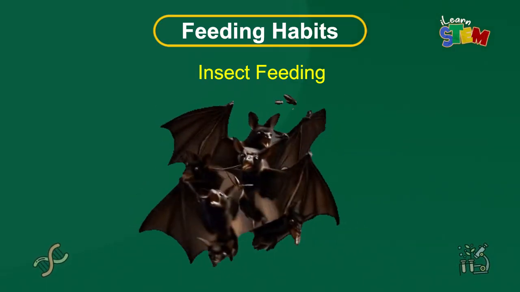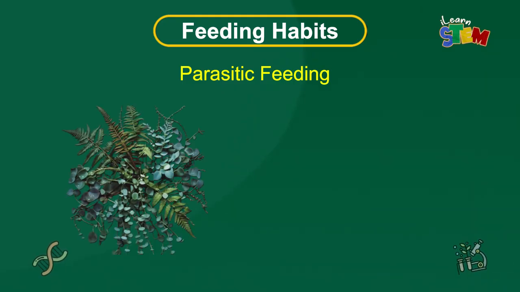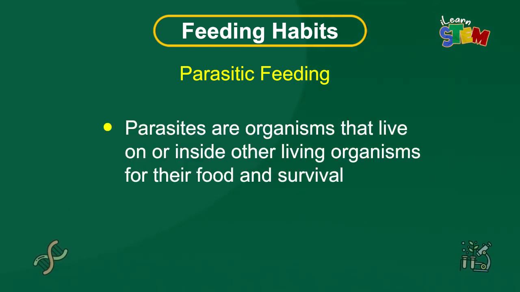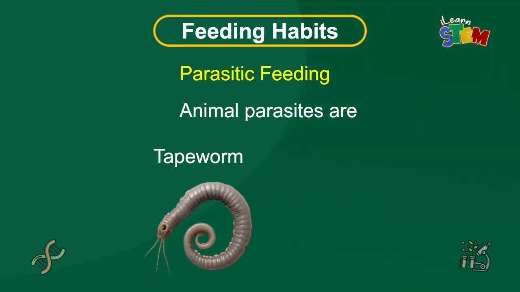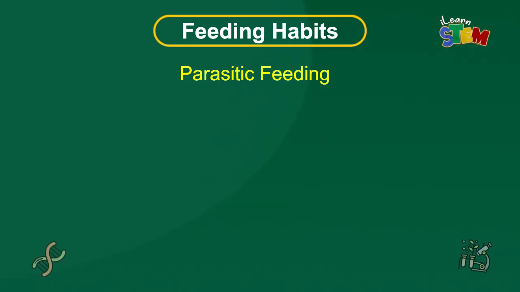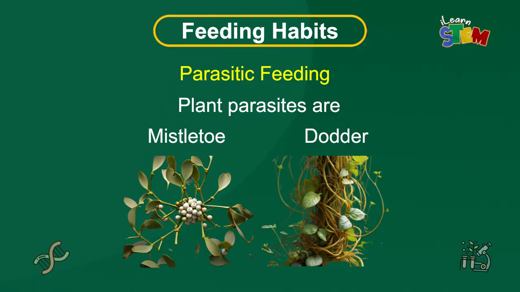We will look at parasitic feeding. Parasitic feeding is found in both plants and animals. Parasites are organisms that live on or inside other living organisms for their food and survival. Animal parasites are tapeworms, roundworms, and others. While plant parasites are mistletoe, dodder, and so forth. They are always attached to other plants for survival.